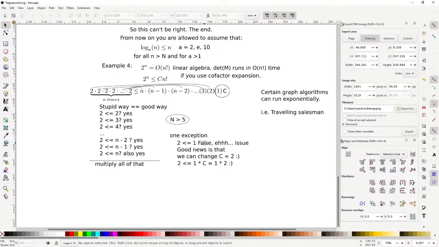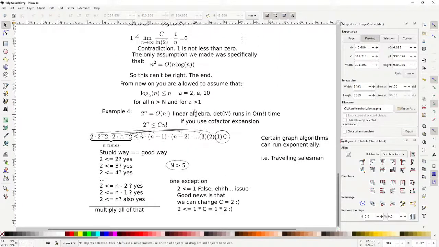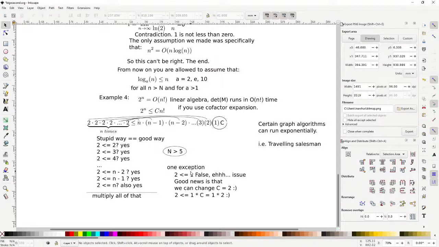Okay, so I think that's pretty decent. Okay, so those are some pretty good examples of how various big O stuff works.